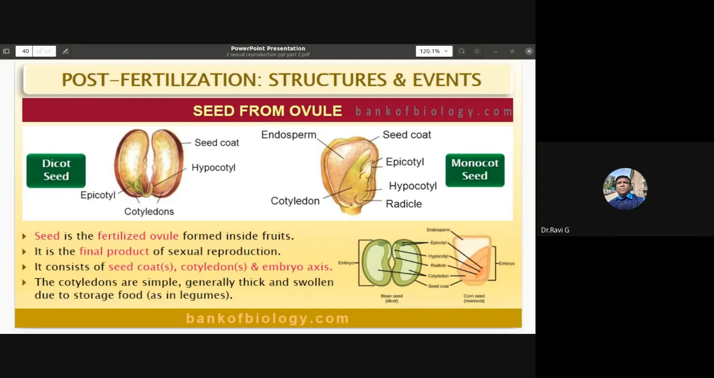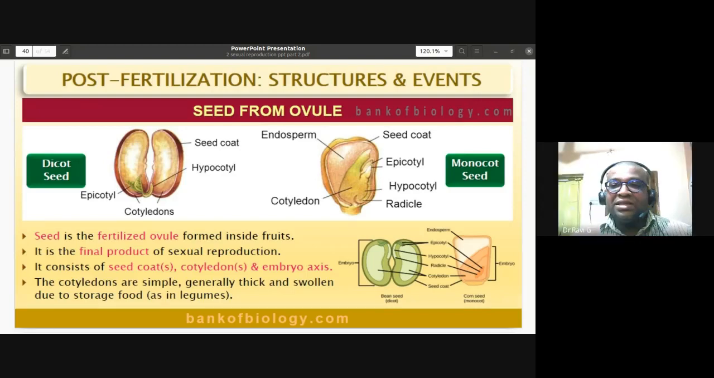Cotyledons are simple, generally thick and swollen due to the storage of food, as in case of legumes. The kalu variety or the pulses, legumes, they all have this food stored in the cotyledon, and we eat them for their cotyledons. Even when we are eating cashew nut, it is cotyledons that we are eating, as cashew nut or godambi.